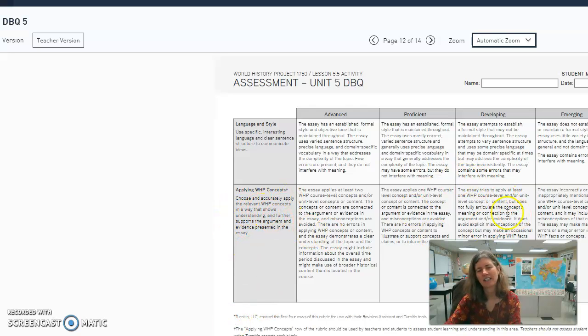And then world history concepts. The more you talk about economics, racism, colonialism, imperialism, concepts like that, your score in this category will go up. All right.